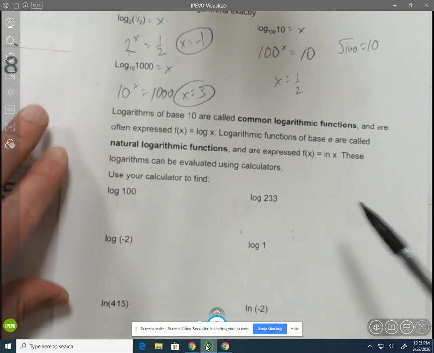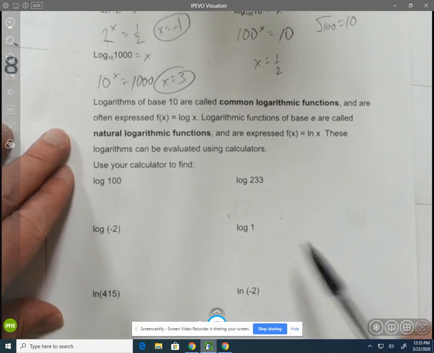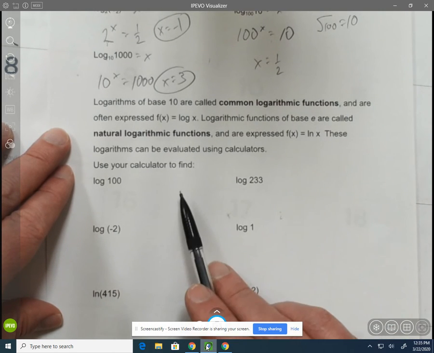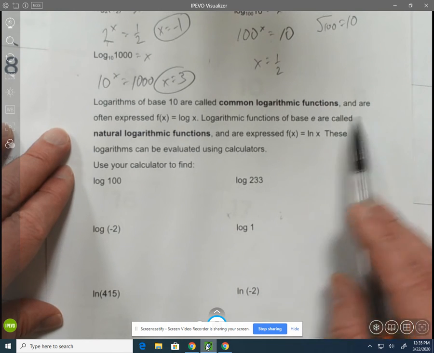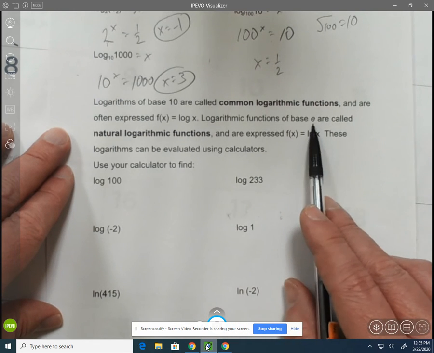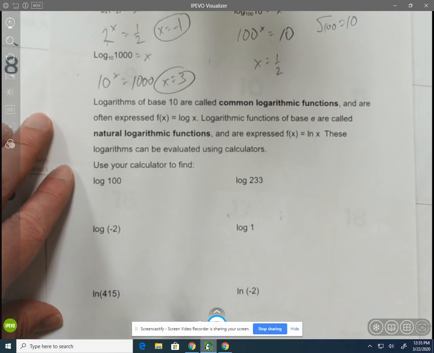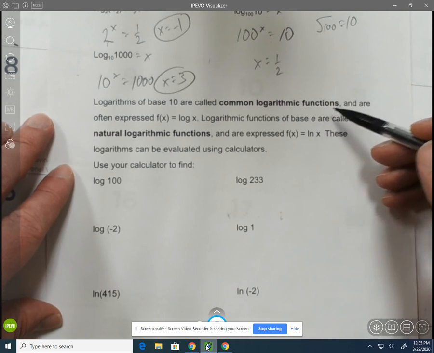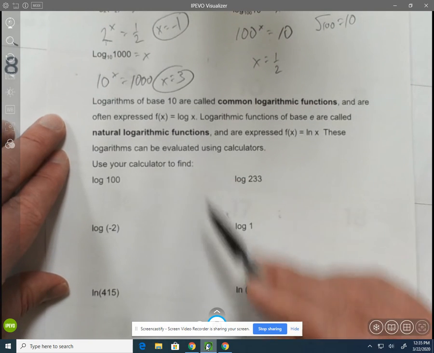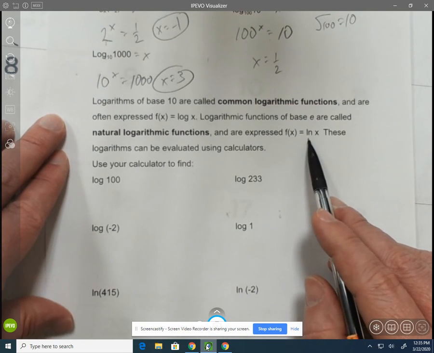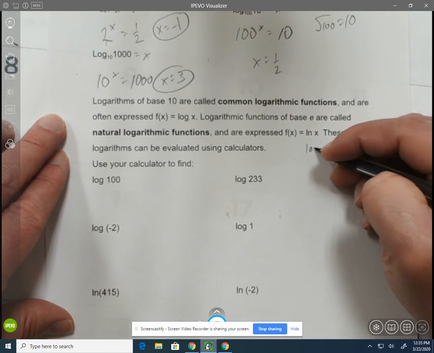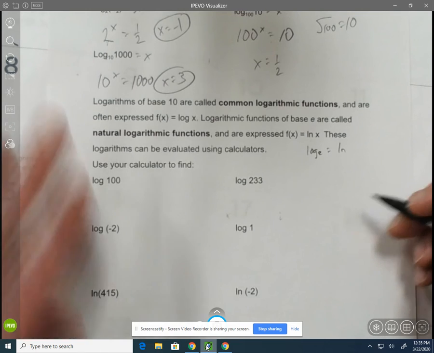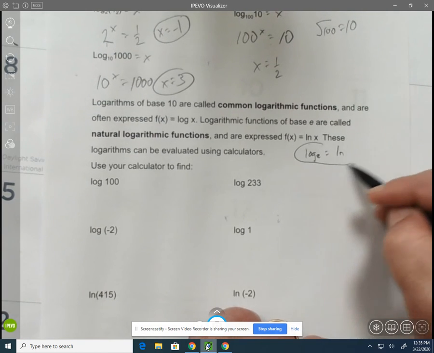Now, two different kinds of logarithms that are going to come up quite a bit are logarithms that have base 10. These are called common logs or common logarithmic functions, and logarithms that are base e. We talked a little bit earlier about that number e, irrational number e, about 2.72. These are called natural logarithms, and these are written, instead of writing log base e, as ln. That's a little l. All right. So when you see ln, that's the same thing as log base e.